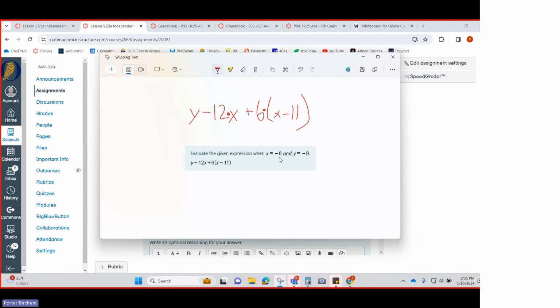Now, let's replace these letters with the number that it tells us to. What is my answer if x is -6 and y is -9? So let's replace the y with -9. And let's replace both x's with -6. Here is now -6. I have now -9 minus 12 times -6 plus 6 times whatever -6 minus 11 is.